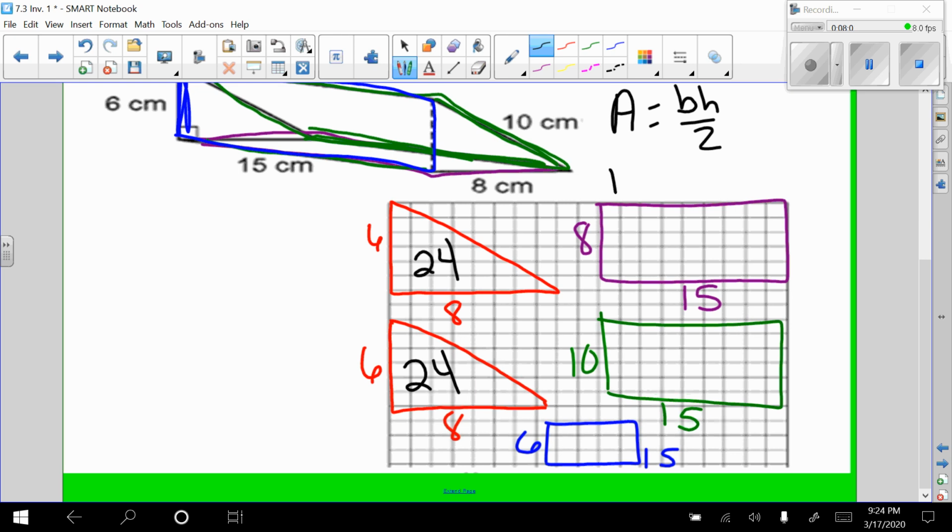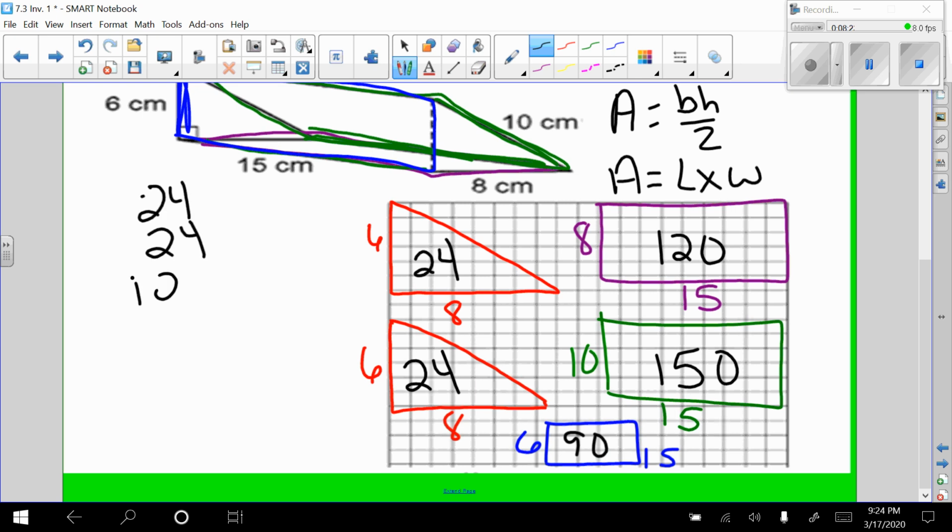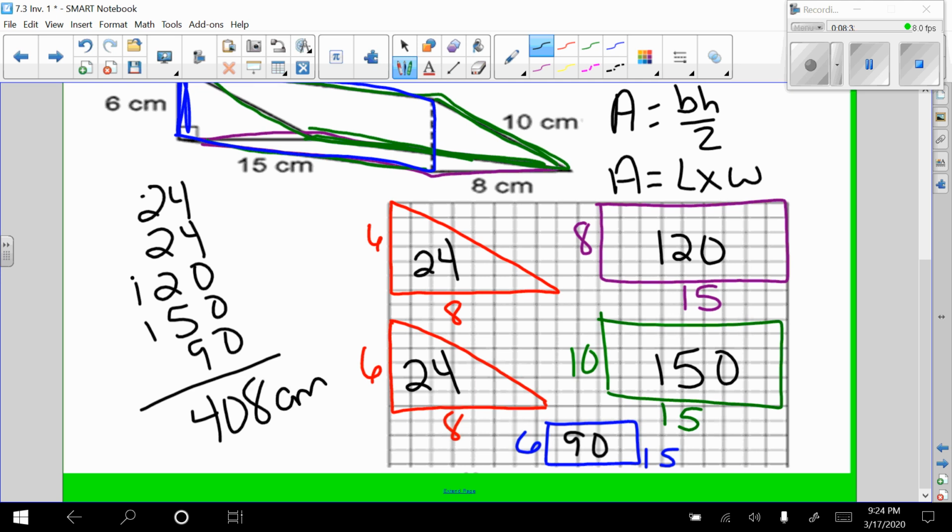And then the others are rectangles, and that area is area equals length times width. And let's go ahead and multiply those out. So if I do 8 times 15, I get 120. 10 times 15 is 150. And 6 times 15 is 90. Now again, add them all together. You want to do the 24s plus the 120, 150, and 90. You're going to find out that the surface area is 408 centimeters squared.